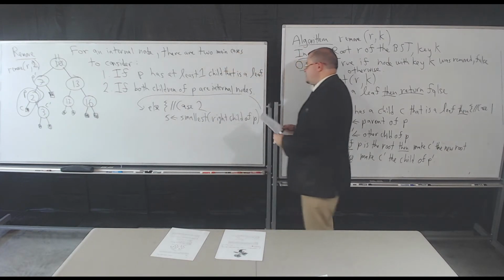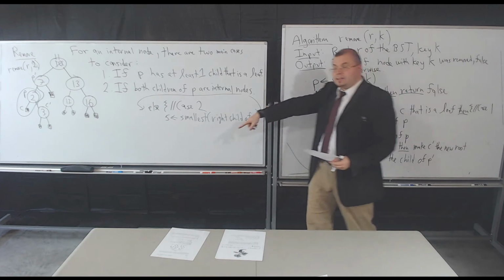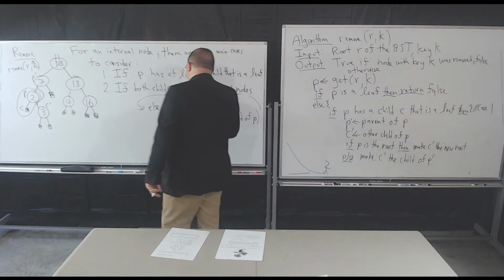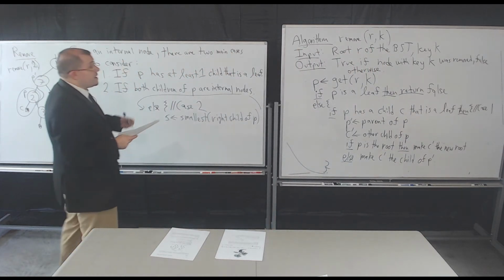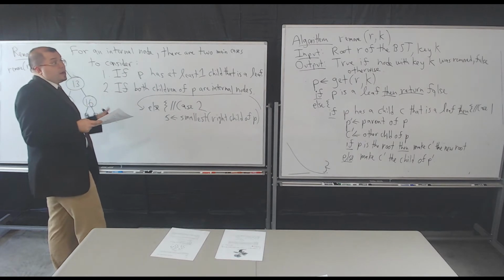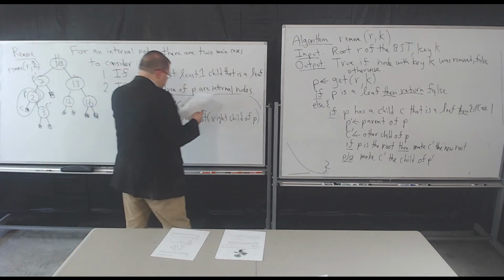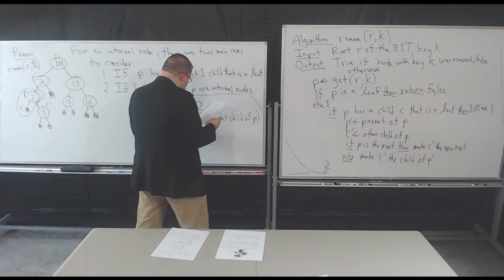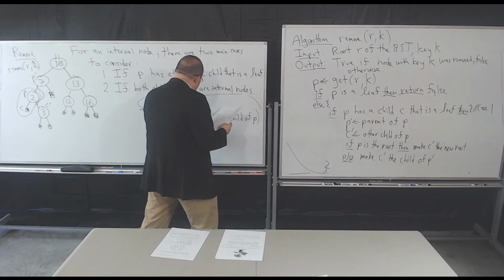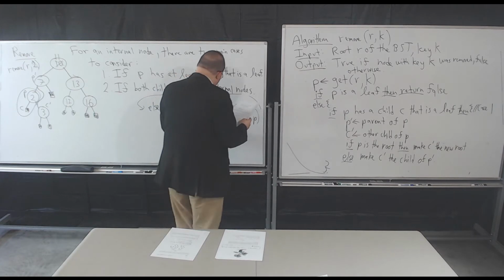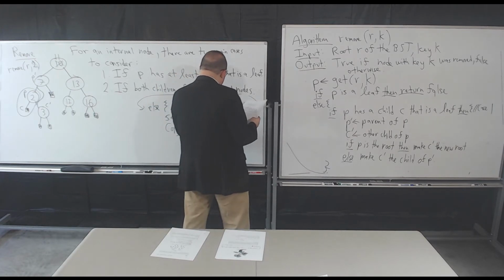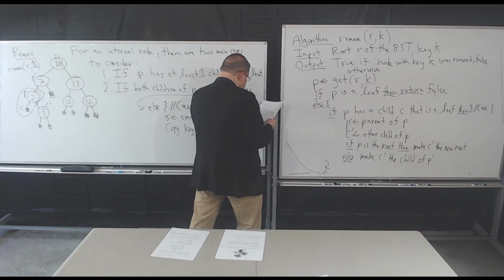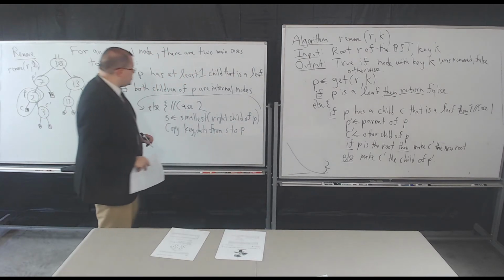So I just apply to the right child of P. I go all the way down to the left, and then I get the node that contains the smallest record of the right subtree. And then what I'm going to do is copy the key and data from S to P.